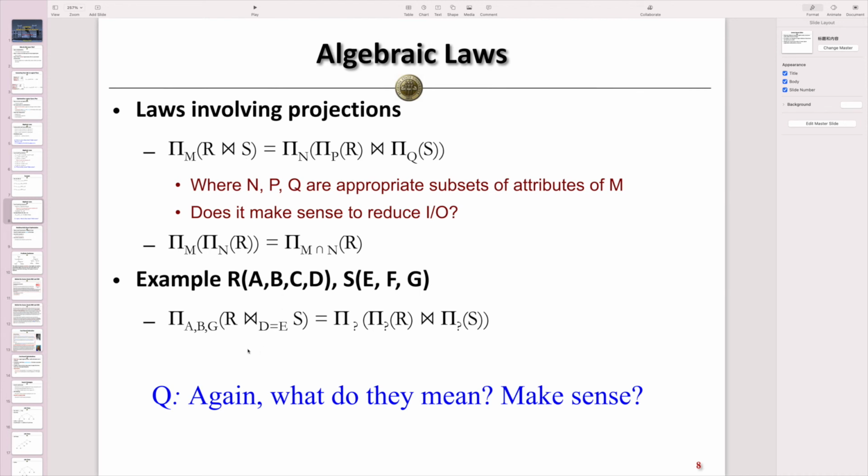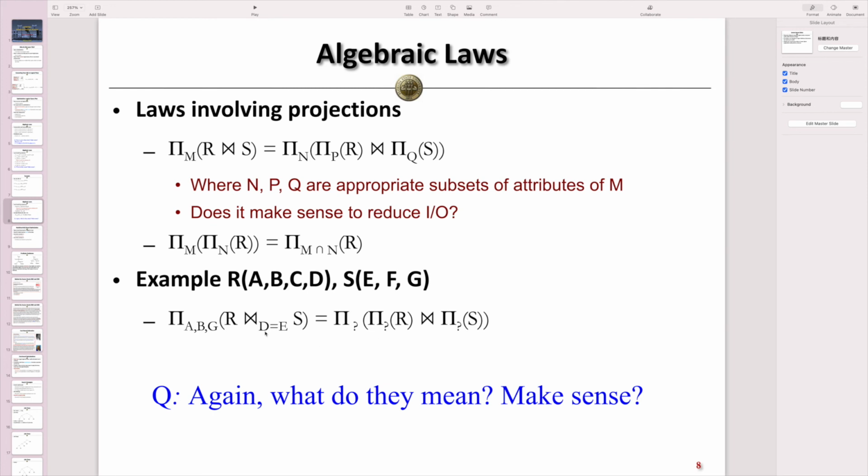Then we can redesign this expression in another way according to the law we showed here. We can redesign it as a projection on some attributes, inside which we have a projection of some attributes on R joined with a projection of some attributes on S. Then how can we fill in the attributes for the question marks? The desired attributes are A, B, G. A, B are from R, G is from S. Therefore, here we can design the first question mark to be what? To be A, B, and D, right?